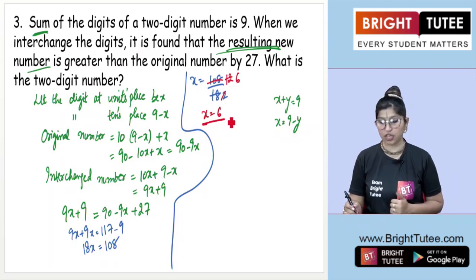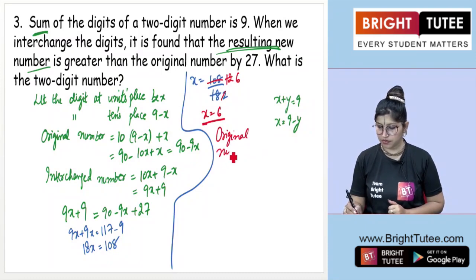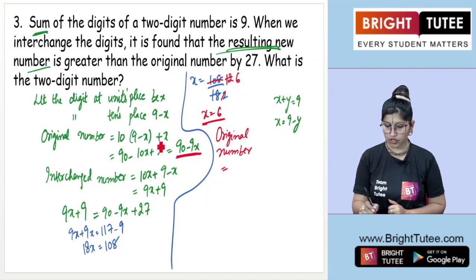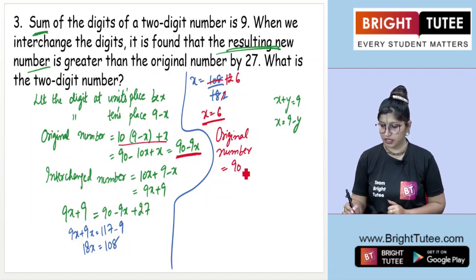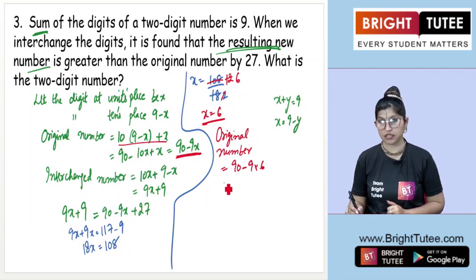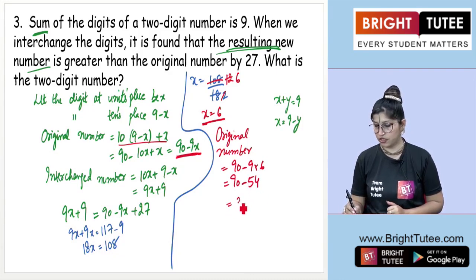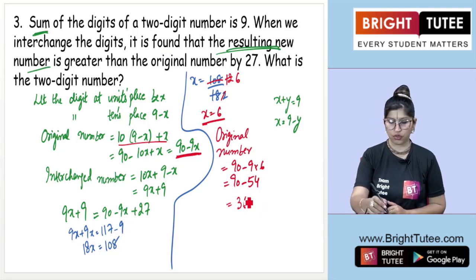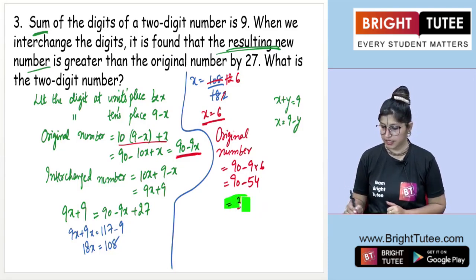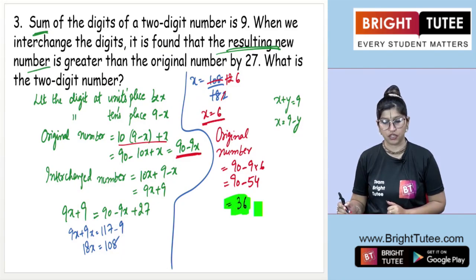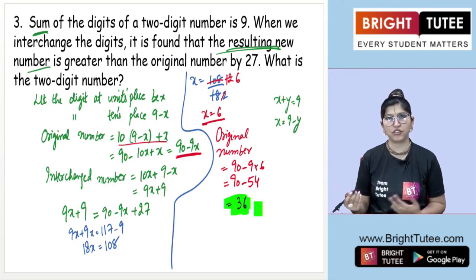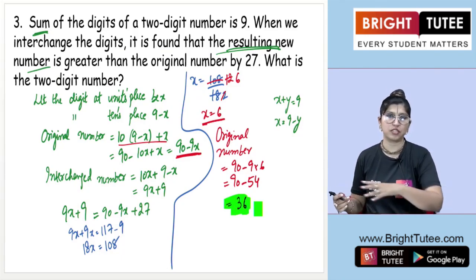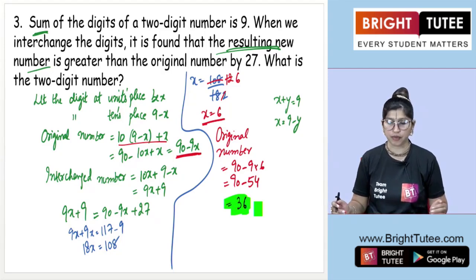Now what is the 2-digit number or the original number? So the original number will be this, or you can write down this number. So 90 minus 9 times 6, it means 90 minus 54, which is 36. So the original number which we get is 36, and interchanged number will be 63. You can check that out, what all information is given, and you can find out the result as well.